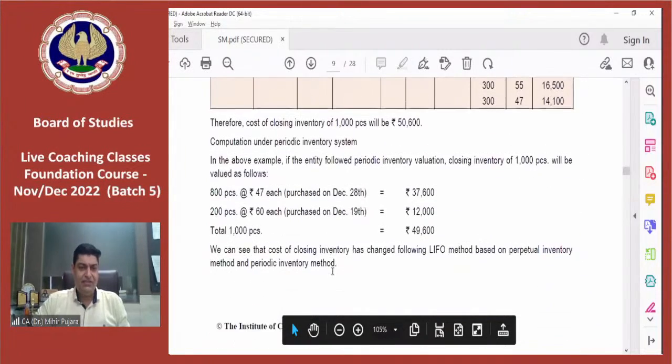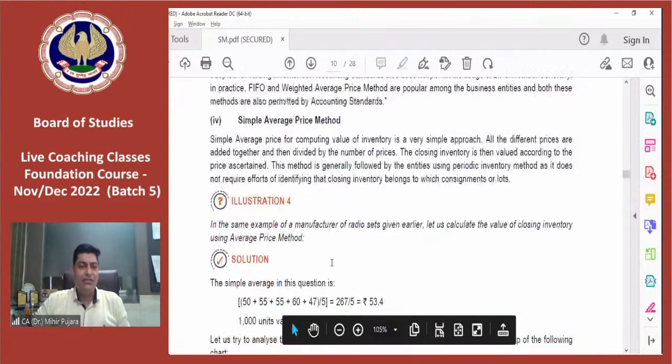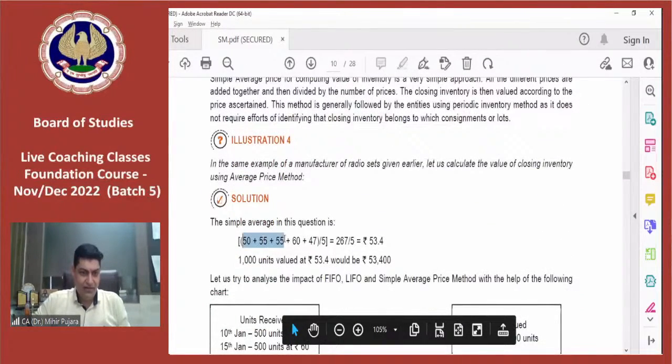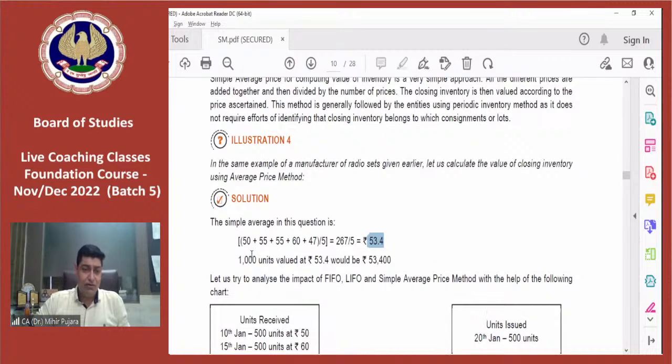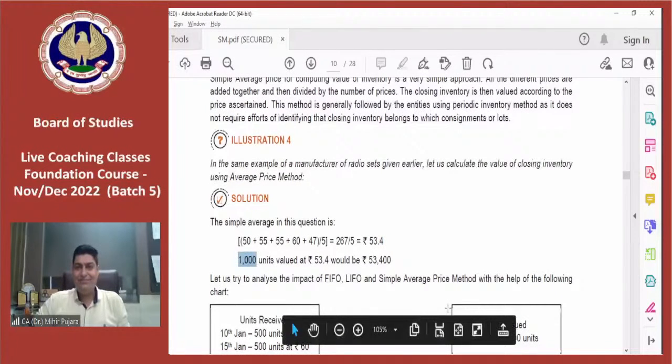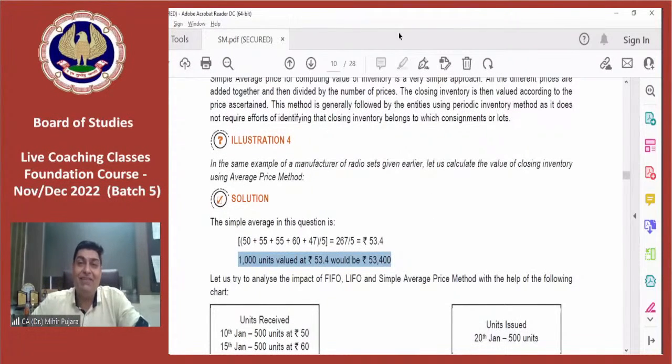So in a simple average, add all this and divide by 5, simple, because we have 5 purchases. So our average rate is 53.4, and I told you units will remain the same, 1000. So 1000 into this rate. So this is our closing stock as per the simple average method.